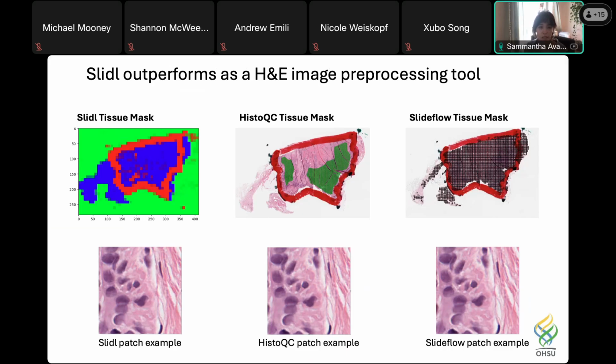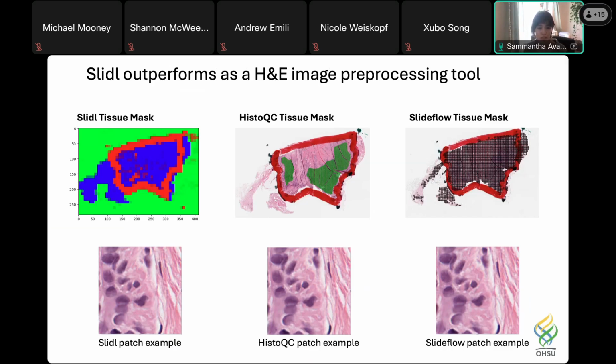And lastly, if we look at SlideFlow, where its tissue mask is marked in black, we could see that it oversampled the tissue region by extracting patches from the ink area. And again, this could negatively affect our model by introducing noise in our model.